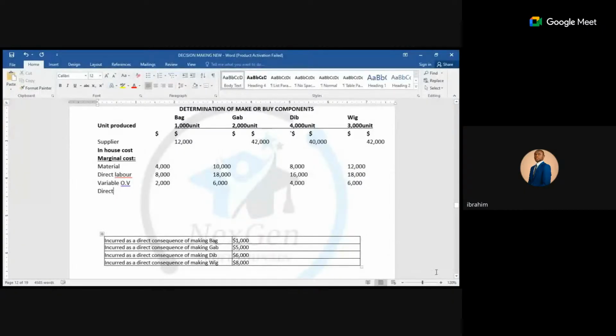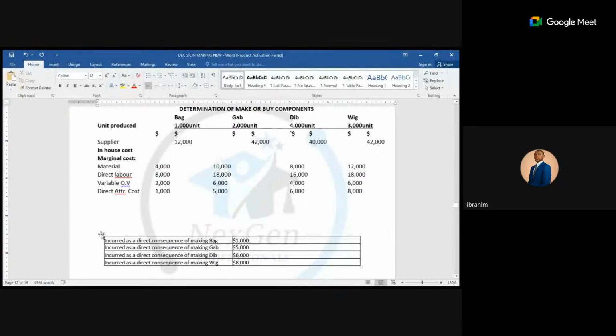Direct attributable costs. So bag will have 1,000. Gap will have 5,000. Dip will have 6,000. Then wig will have 8,000. Class, we are done with all the costs.